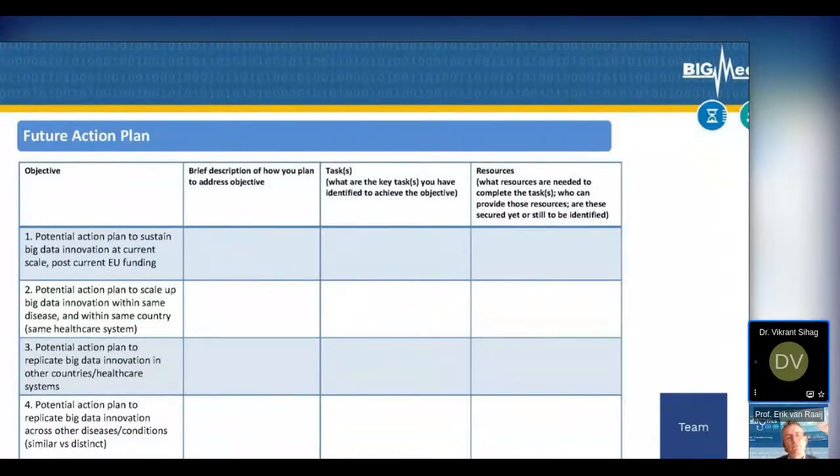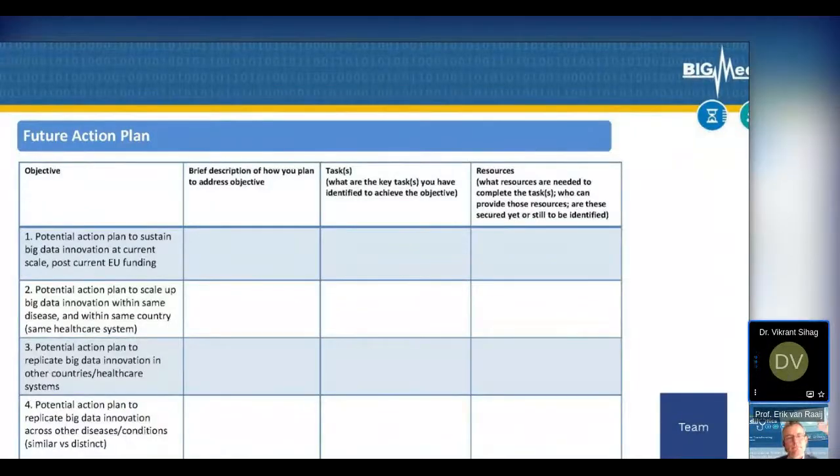We cannot share the information again, as Professor Erik mentioned, due to confidentiality reasons. But each pilot team then came up with the action plan and the tasks that were needed to sustain the big data innovation that was developed within each pilot, and what resources were needed, or if they have already acquired these resources, or what actions they had to take to acquire those resources.